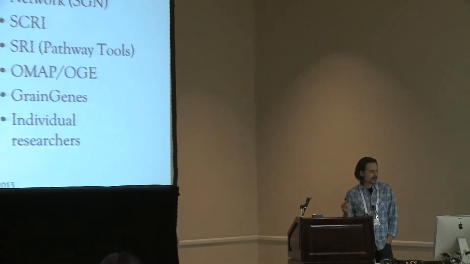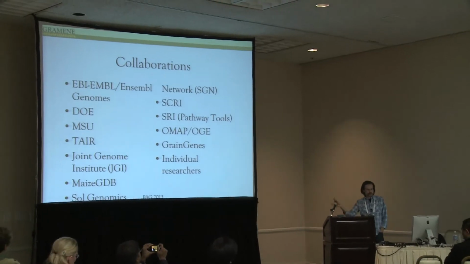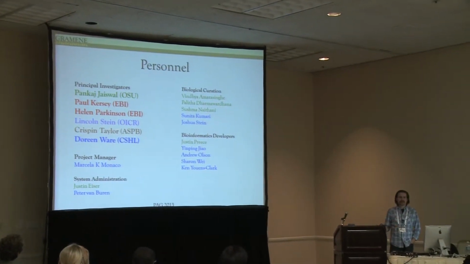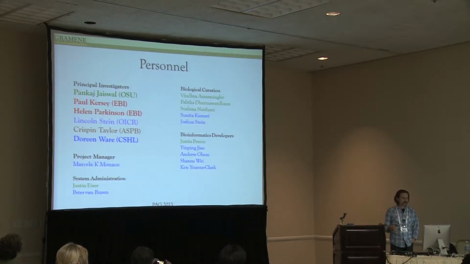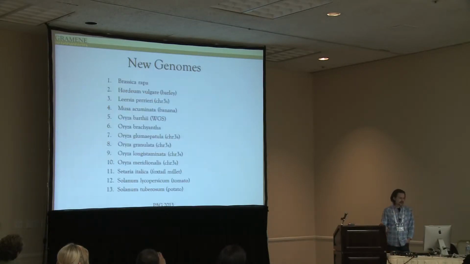We have collaborations with the DOE and the major groups releasing the genomes, such as TAIR for Arabidopsis, MSU with rice, and IRGSP. Here are the people working on the site. There are about a dozen of us working on informatics and curation, and about half as many PIs at the major organizations that I had mentioned. So not a huge team.